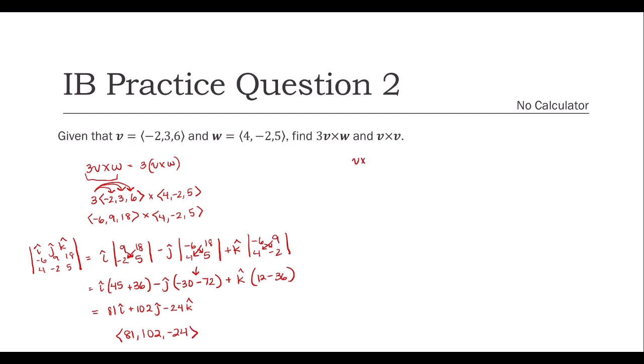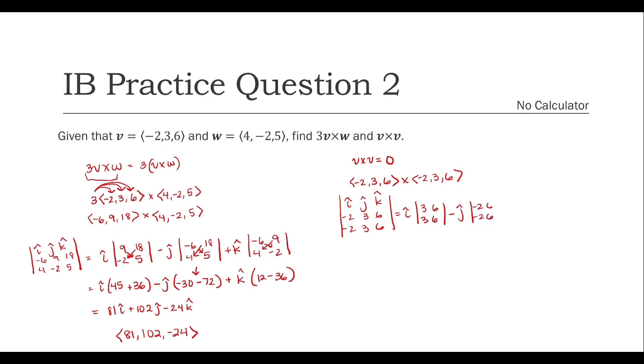Now for v cross v, it should be 0, because that's what one of our rules stated, but we can double check that. So we'll have (-2, 3, 6) cross (-2, 3, 6). So we'll have i, j, and k, then -2, 3, 6, -2, 3, 6. So this equals i times the determinant of 3, 6, 3, 6, minus j times the determinant of -2, 6, -2, 6, plus k times the determinant of -2, 3, -2, 3.